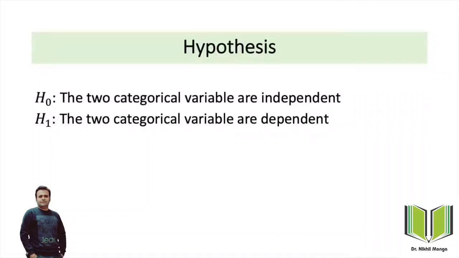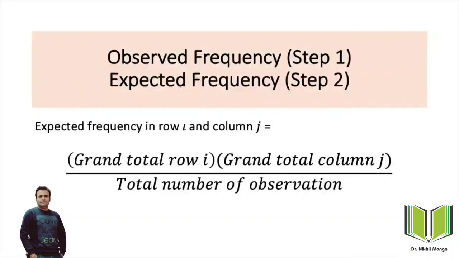Now if you look at this hypothesis, as we discussed in the previous class, in the null hypothesis there is no relationship between the variables, meaning they are independent. So we can frame the hypothesis accordingly. So how do we calculate it? First we need to know the observed frequency, and we need to know the expected frequency. On the basis of that, we'll be able to conduct the chi-square test.